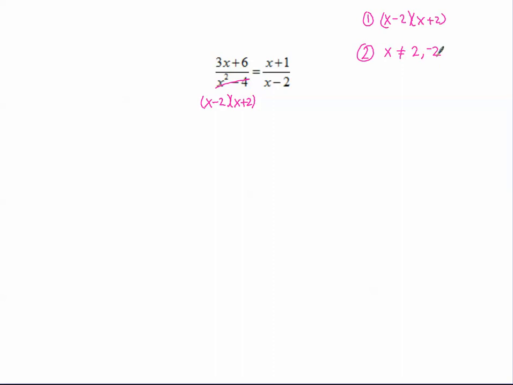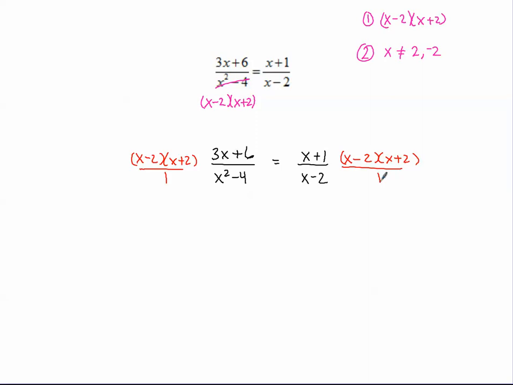So now I need to multiply both terms by the LCD. So let's rewrite it. I have 3x plus 6 over x squared minus 4, x plus 1 over x minus 2. I'm going to multiply by our LCD, which is x minus 2, x plus 2. Okay. And remember, you can think of these as over 1 if you wish. And let's see what cancels out. All our denominators should cancel out. If your denominators don't always cancel out, that means something is up with your LCD.